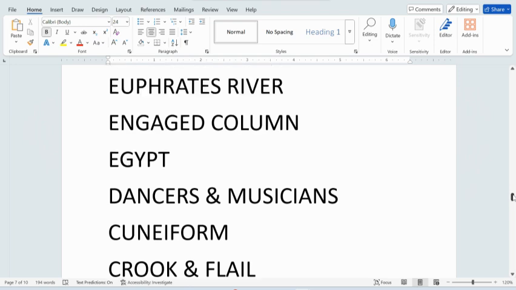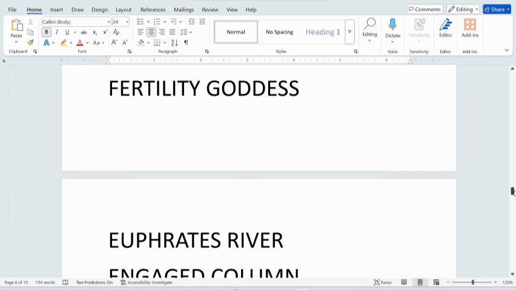So there's a question about where Mesopotamia is, and it's between the Euphrates and the Tigris River. So just make sure that you understand where Mesopotamia is. There's a question about a fertility goddess.